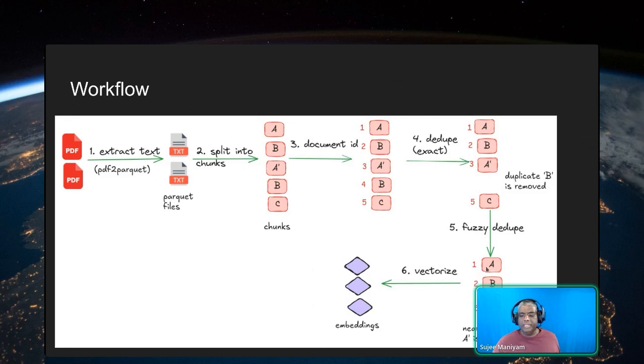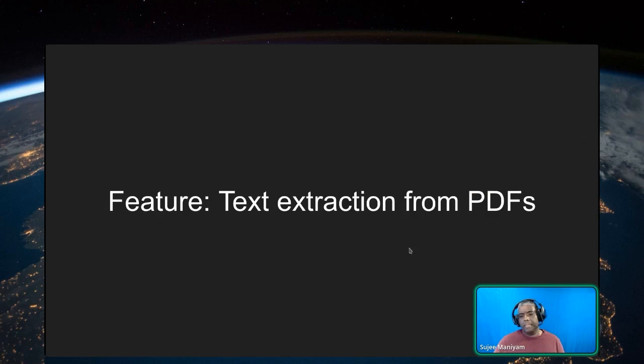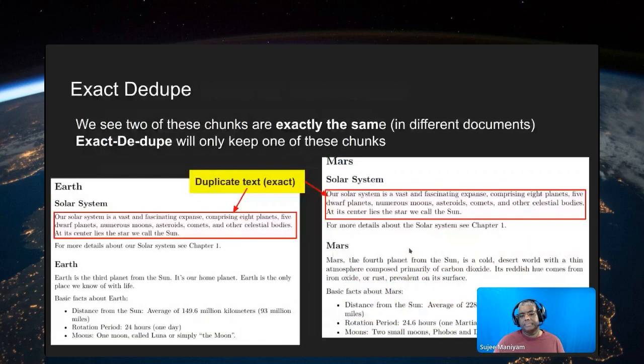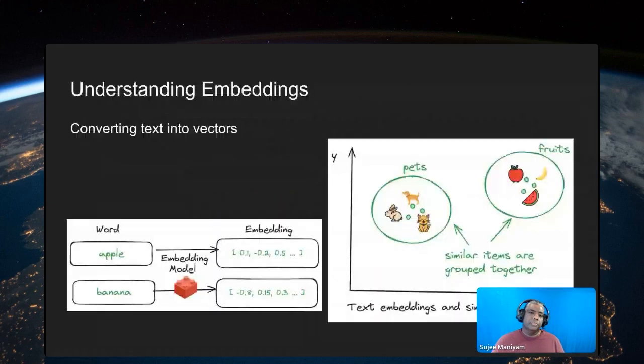So now I have a clean set of documents, what we call clean chunks: A, B, C. Duplicates are gone, everything is good. The final step is we're going to vectorize this. Let me show you what vectorizing is. These are called embeddings. Embeddings are pretty cool because if you want to do text search, you create embeddings first. Let's say I have the word apple. When you create an embedding, it just gives you a bunch of numbers.